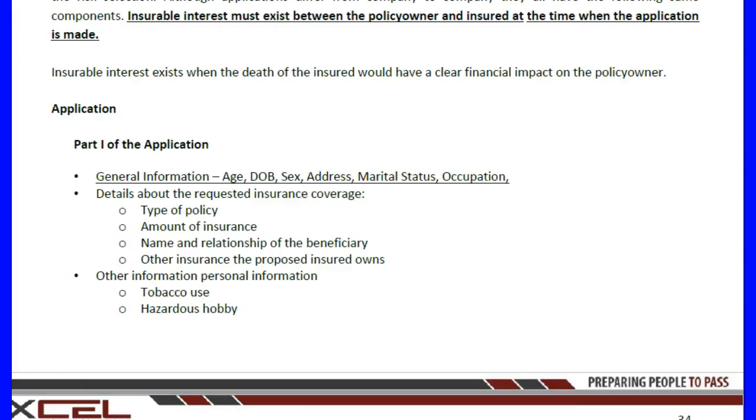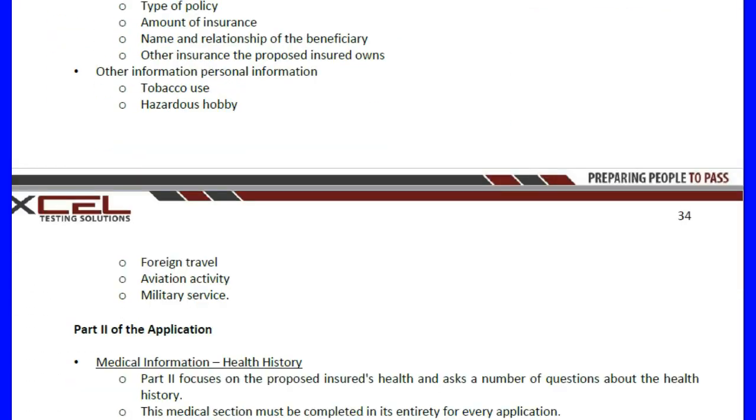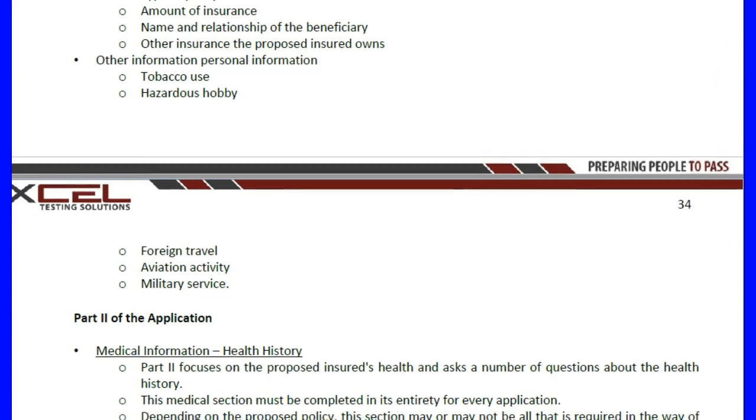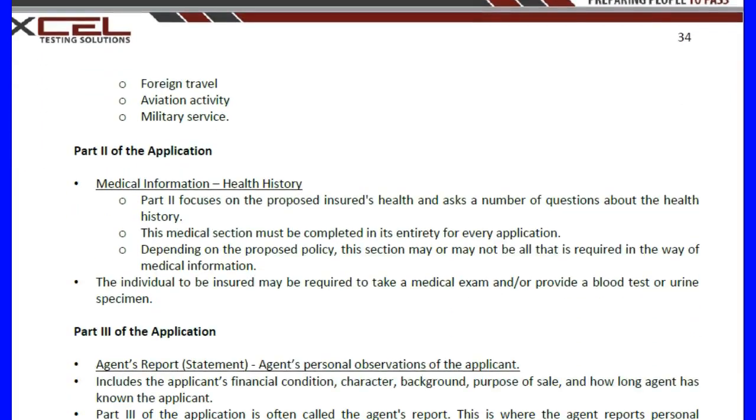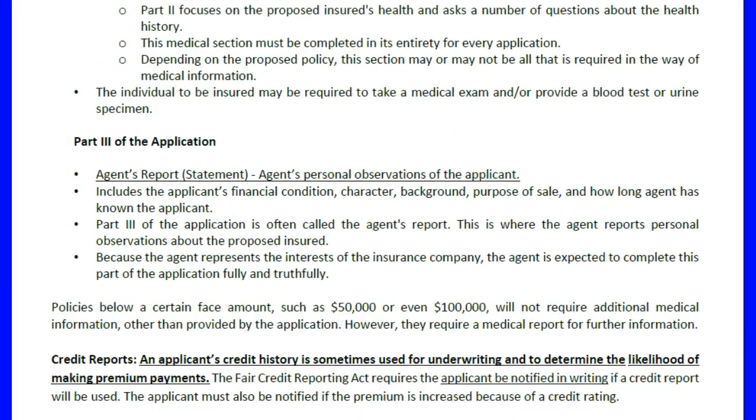We have some parts of the application. Part 1 is general information, age and date of birth and all that. So that's important to have. It also has details about the insurance coverage, about the policy, the amount of insurance, all the information. So that's the first part, general information. Second part, medical information. Third part, agent's report. So let's go back. Application: general information is part 1, medical information part 2, agent's report part 3.